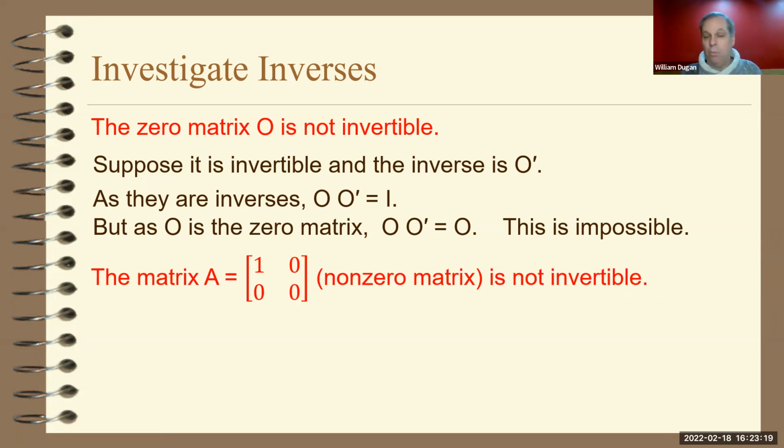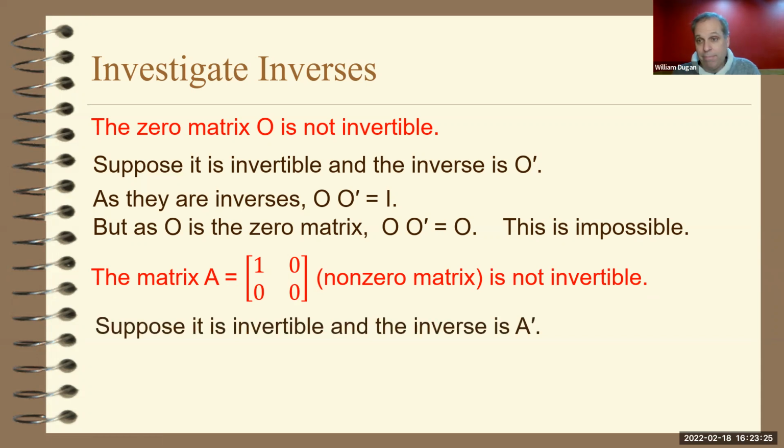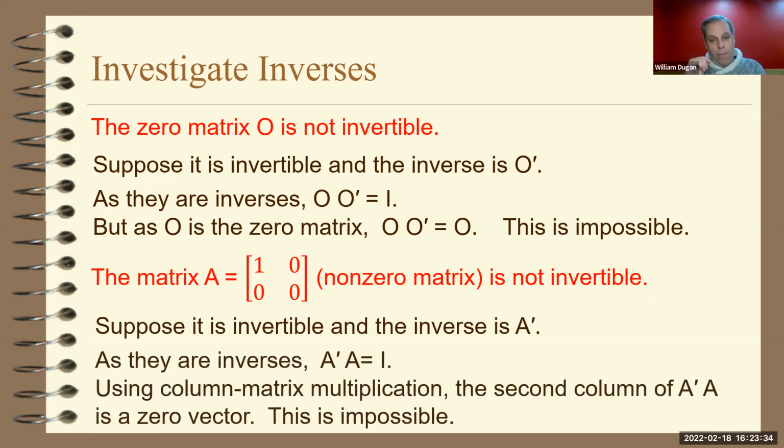We'll do the same argument. We'll assume it does, and I'll show you where things go wrong. So let's suppose it has an inverse. We'll just call it A prime. Notice that A times A prime, or A prime times A, is the identity matrix. That's just by definition.